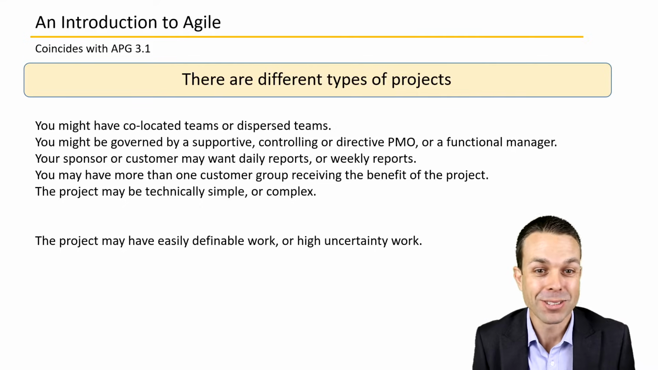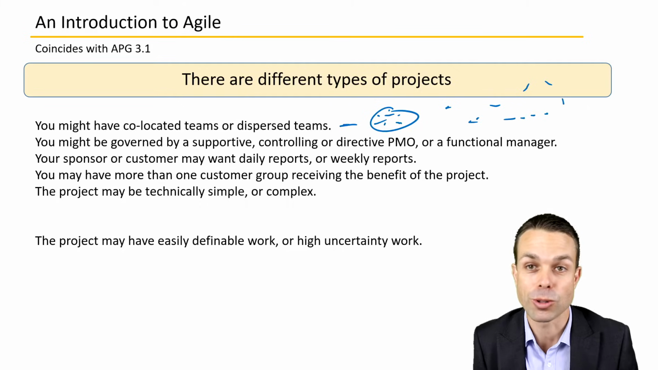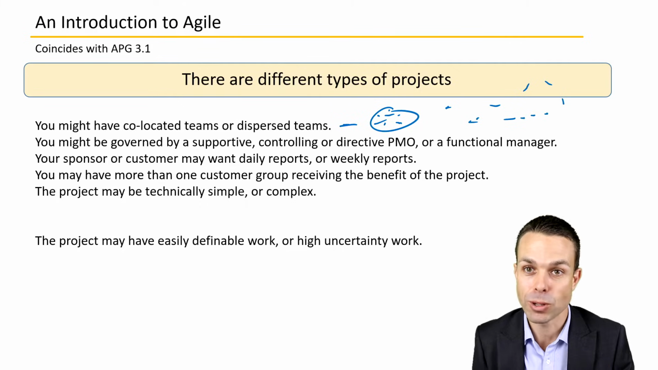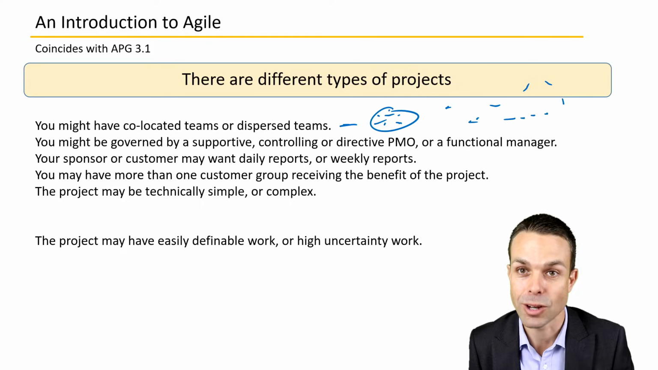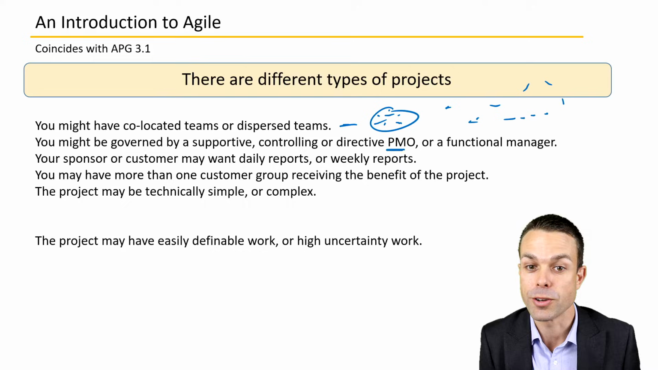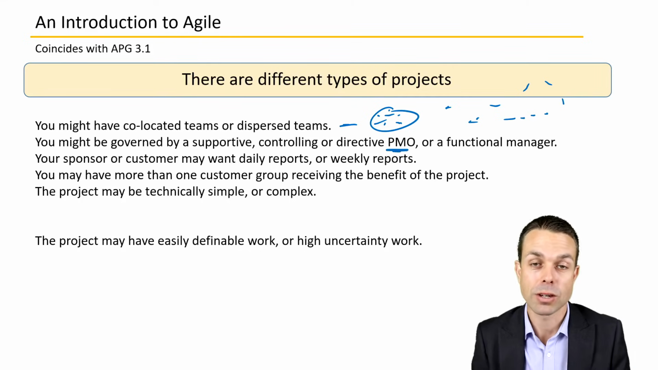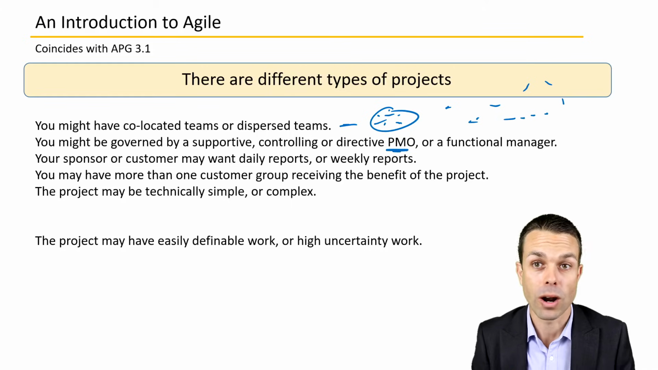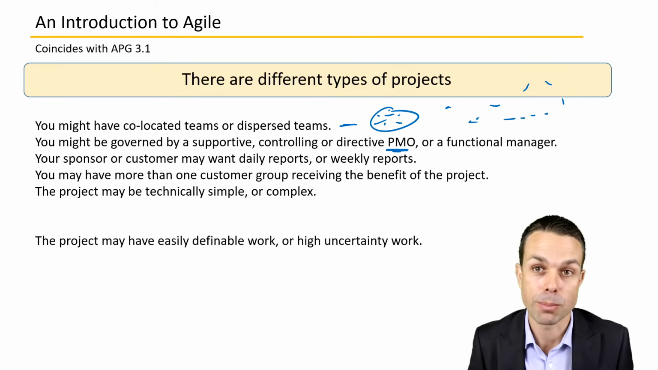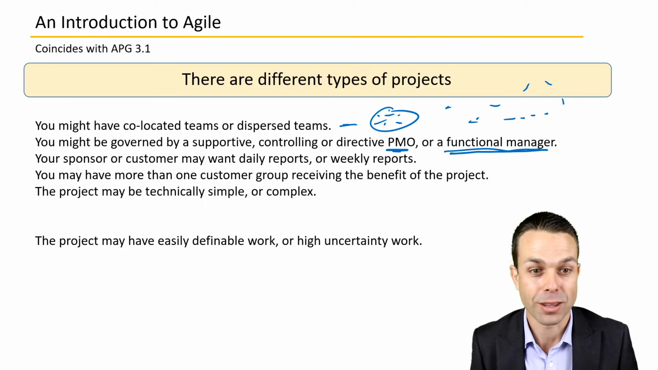Now the list of things goes on. There are many more. So you might have co-located teams or dispersed teams. Is everyone in the one place, or is everyone across countries or in different cities or in different buildings? That will impact how you manage your project and the life cycle that we use. You might be governed by a supportive, controlling or a directive PMO, the different types there. Are they actually telling you exactly what you need to be doing? Or are they just giving you templates and giving you guidelines? Or are they completely hands-off? Or is there even a project management office altogether? Or you might be working for the functional manager themselves within the organization that you're delivering the project to.